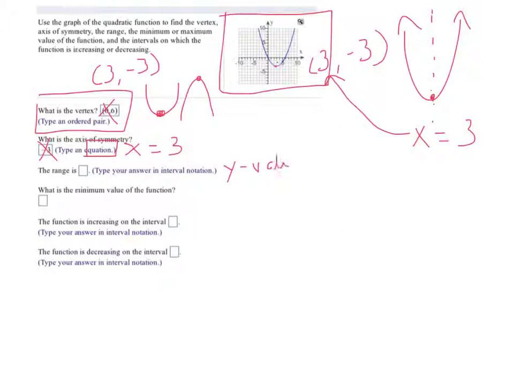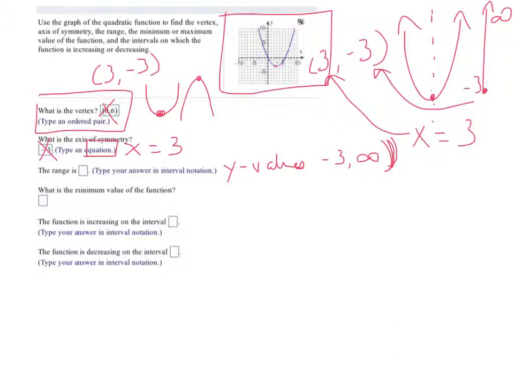Now range is my y values. For my y values, it looks like they go from this point all the way up toward positive infinity. This point for my y values is equal to -3. Now this has to be put in interval notation, so for interval notation, this would go from -3 to infinity. I never actually reach infinity because as soon as I think I get there, it goes one more step past. So I need to make sure I have a parenthesis here.